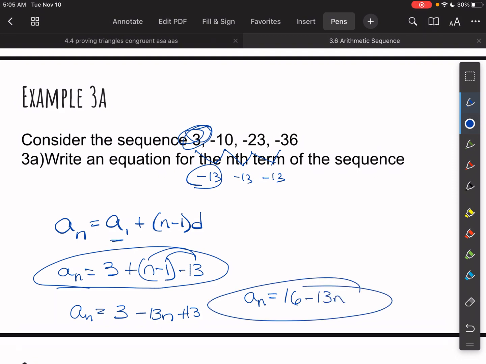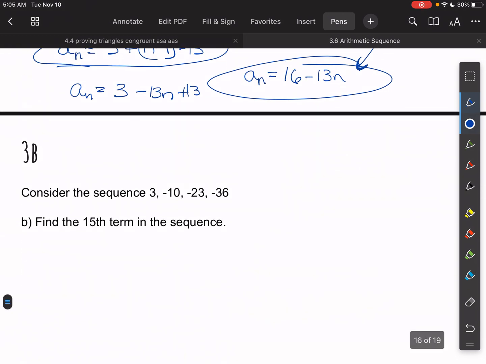Now I can say, what's the 50th term? You take a 50, you plug it in for n, and you'll know the 50th term. It's an equation. Alright, so 3b. Consider that sequence. Well, let's find the 15th term. So here we go. Let's do it.